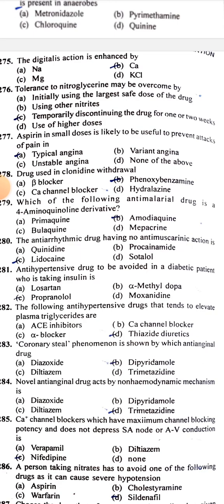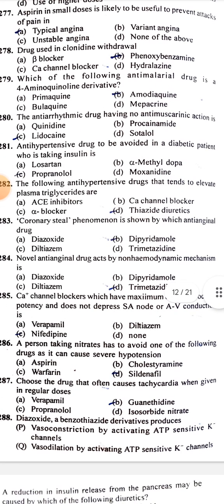The drug used in clonidine withdrawal is phenoxybenzamine. Which of the following anti-malarial drugs is a 4-aminoquinoline derivative? Amodiaquine. The antiarrhythmic drug having no antimuscarinic action is lidocaine. The antihypertensive drug to be avoided in a diabetic patient who is taking insulin is propranolol. The following antihypertensive drugs tend to elevate plasma triglycerides: thiazide diuretics.